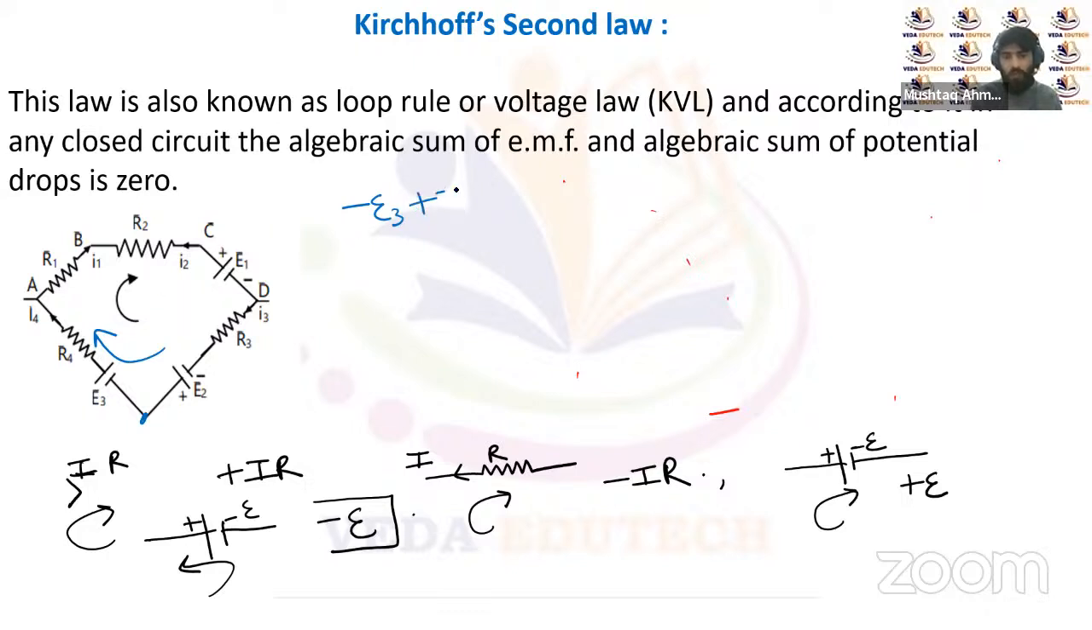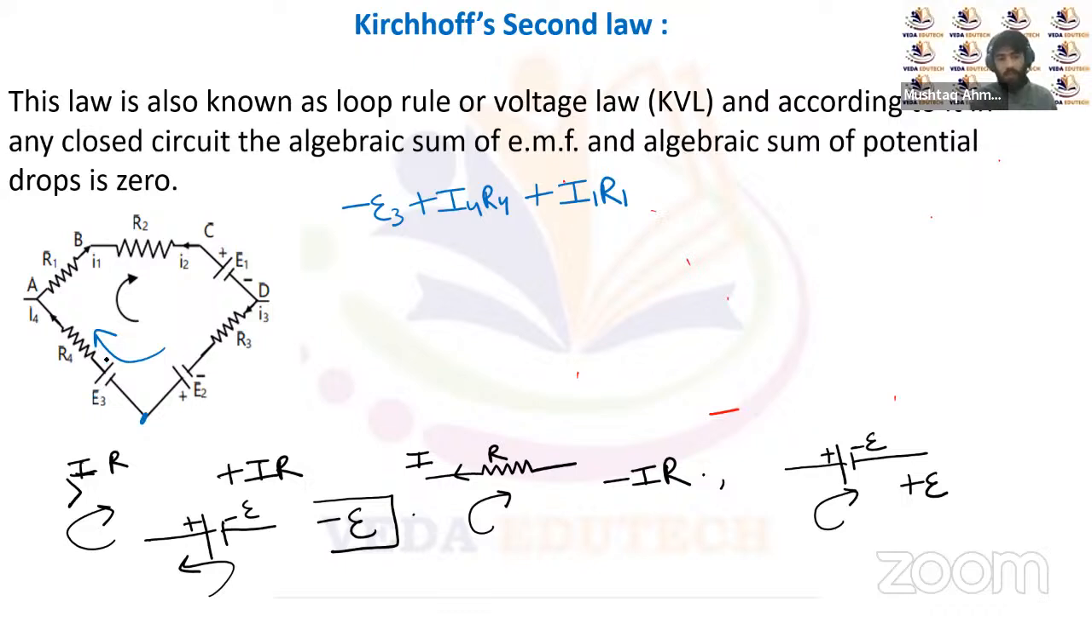I will take it as I4 R4 plus I4 R4, right? Now I'll reach point A. At point A, once again the current is flowing in the same direction in which I am moving in this loop. It means that I will once again take this potential drop as positive. It will be plus I1 R1, right? Now through R2.